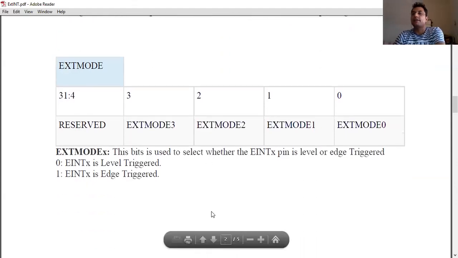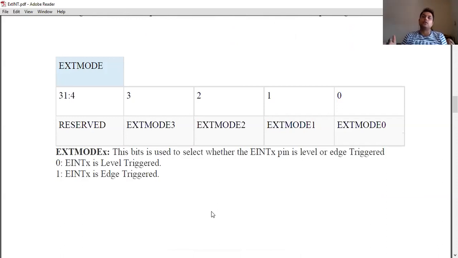Then once you have defined it, suppose it is level triggered or edge triggered, the next situation arises, and that is the polarity. Suppose you have defined the mode as level triggered. Now there are 2 possibilities: whether the positive level would be considered as acknowledgement or acceptance of an interrupt, or the negative level would be considered for that matter.